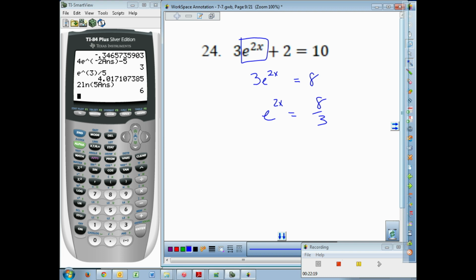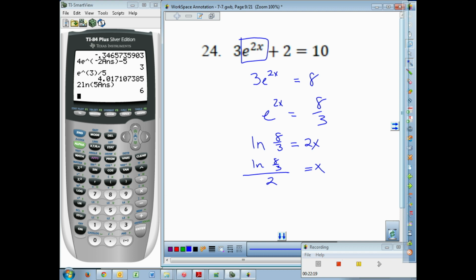How do you bring that stuff down? Now that x is in the exponent, how do we bring it down? We would log both sides normally, but since the base is e, you could also do this if the base was 10 with common logs. You can just go straight to that logarithmic form. Since the base is e, it's going to be a natural log of the argument, which is what in this case? And that will equal 2x. Cool? And then x equals natural log of 8/3 all over 2.